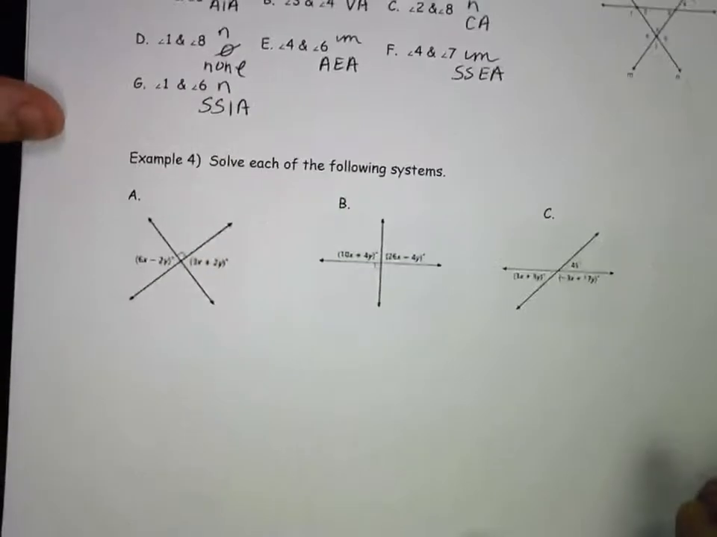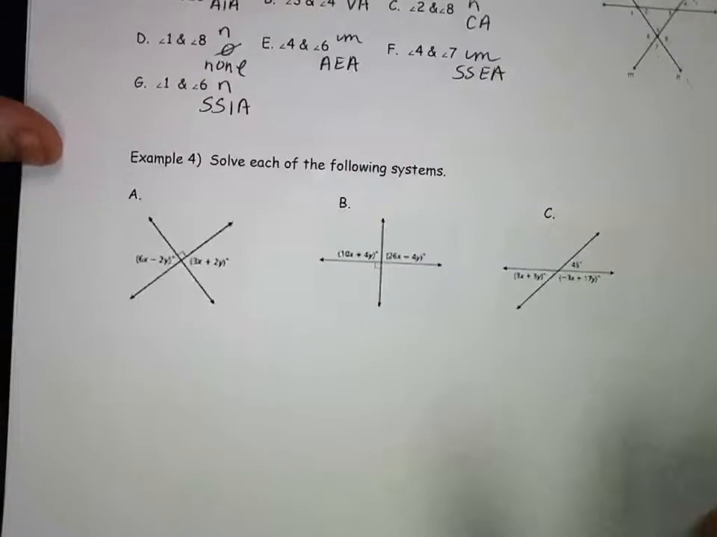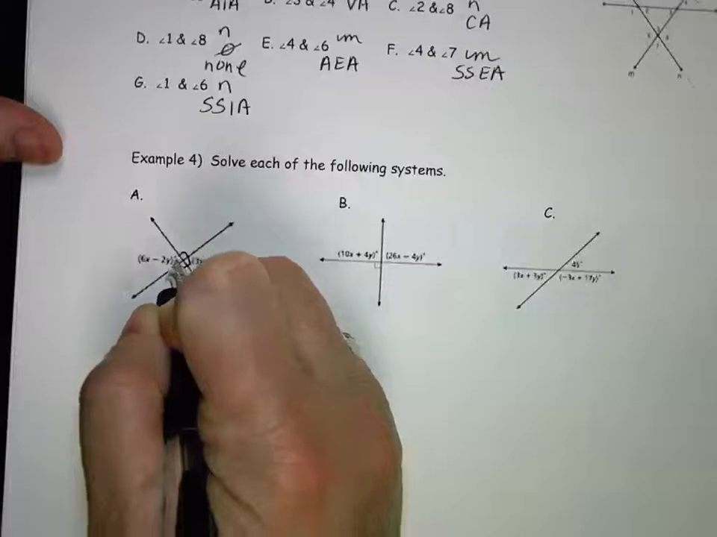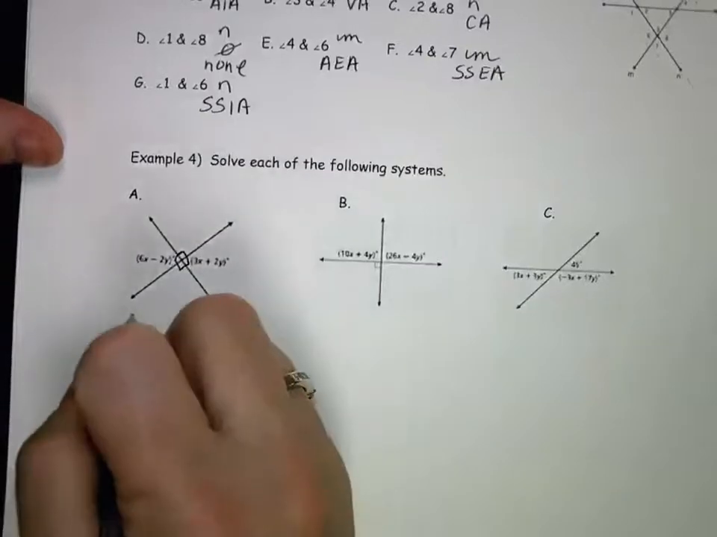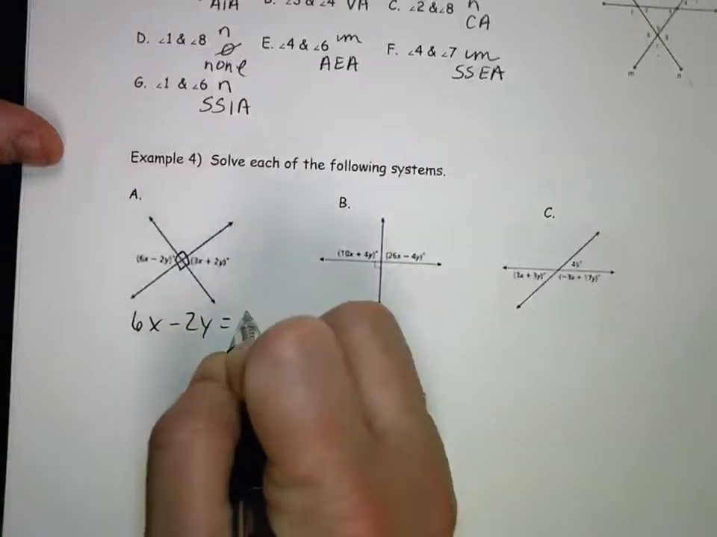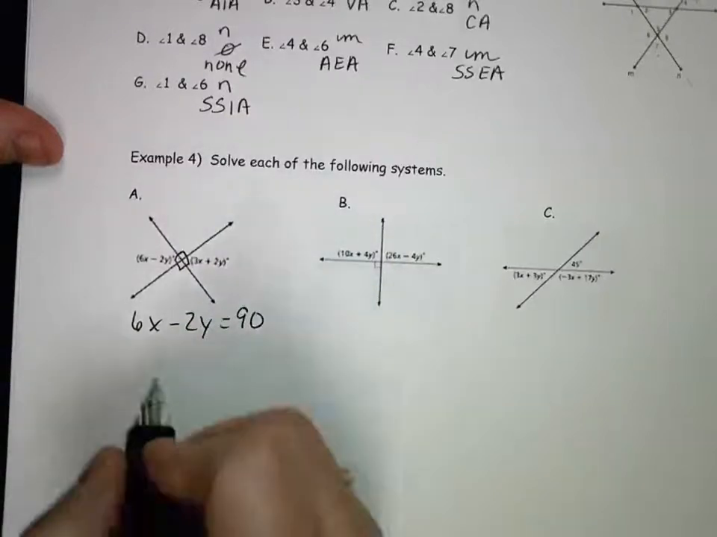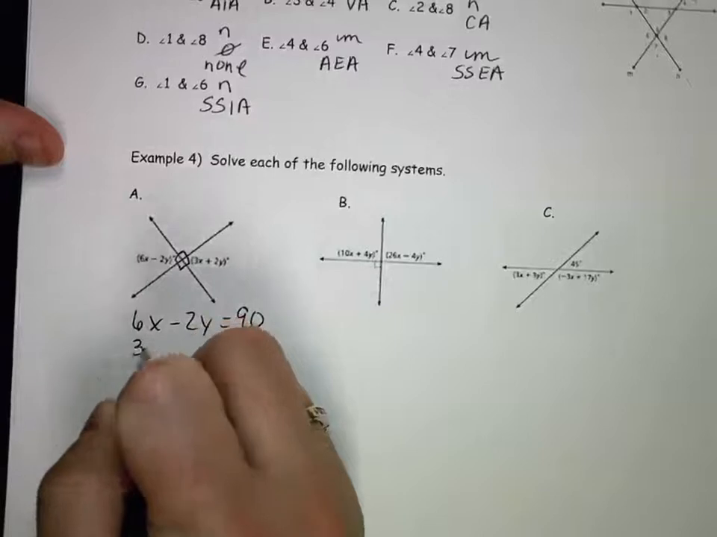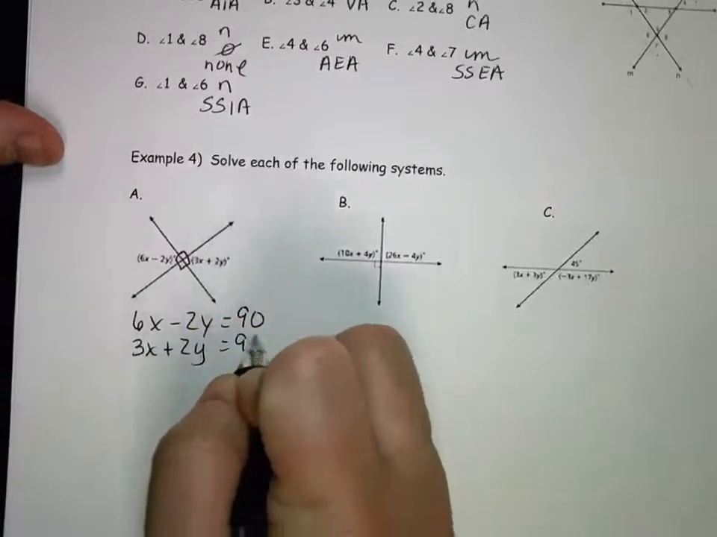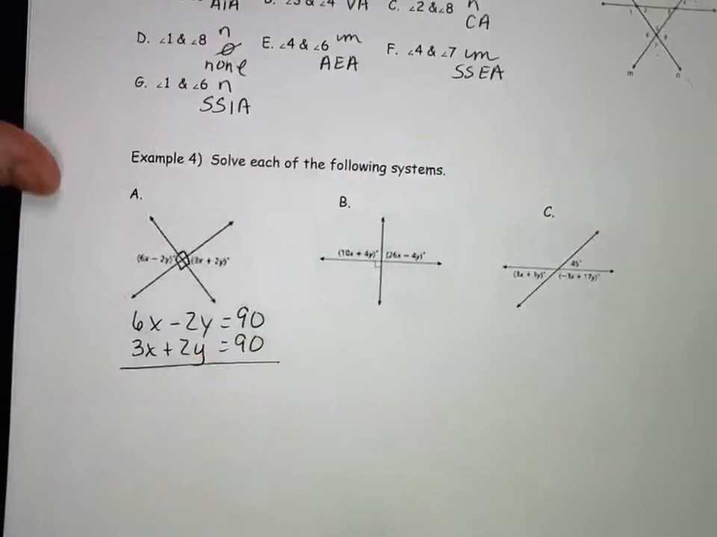Example 4, we have some pictures and we need to look at the relationships within here and then set up some systems. This is a right angle, which means all 4 of those are right angles. That means 6x minus 2y equals 90 degrees. And that means 3x plus 2y equals 90 degrees.